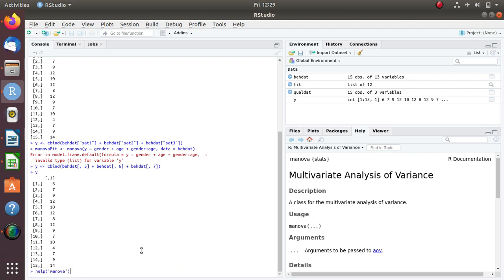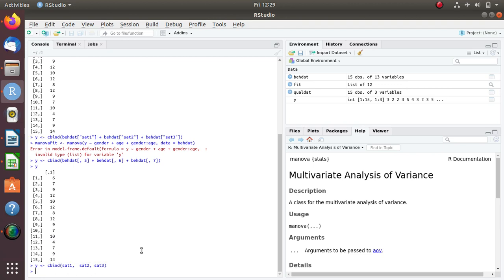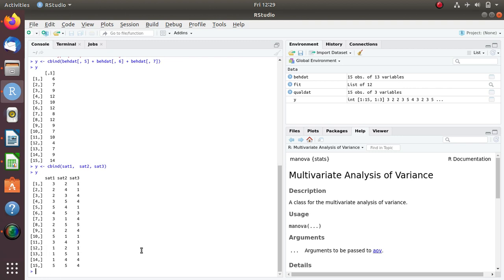Sorry, let's go to the first one. cbind, SAT1, SAT2. I was still wrong because these are only names, they are not variables. cbind Y. Yes, now you got it. This is how you have to do it. I was making a mistake by putting plus. Anyway, I make many mistakes. I'm not shy of making them. I learn only by making mistakes.